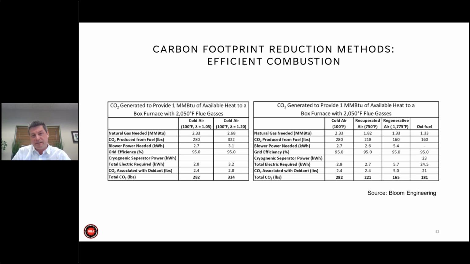And then the right-hand side of the table shows what happens if you have a cold air supply system versus a recuperated, regenerative, or an oxy-fuel system. It also shows the amount of electricity required to create oxygen for an oxy-fuel system. So you'll see in this case particularly, an oxy-fuel system has a higher carbon footprint than a regenerative air system that operates at 1775 degrees. So again, if you work with your burner manufacturer, utility, or furnace provider, they can help you make these calculations to figure out if I'm going to make a change to my system, will it actually improve my carbon footprint or not, or could it possibly make it worse?